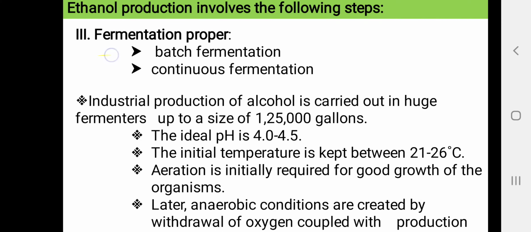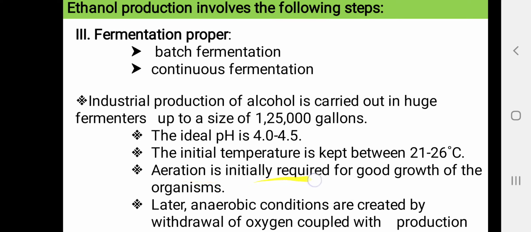The third step is the actual process of fermentation. So for production of ethanol, either batch fermentation procedure is used or continuous fermentation method is used. Now industrial production of alcohol is carried out in huge fermenters, which may range up to a size of 1,25,000 gallons. The ideal pH maintained is 4.0 to 4.5. The initial temperature is kept between 21 to 26 degrees centigrade.